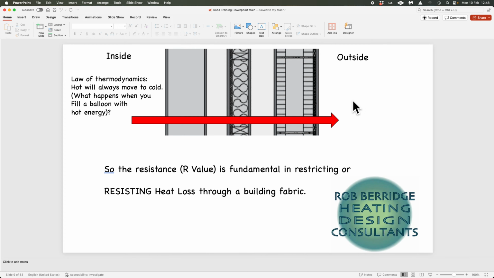But that is your second law of thermodynamics, and we're taking advantage of that with this sort of thing. So it's very important to explain this resistance through building materials, and we have to mitigate that resistance as much as we possibly can and fight that second law of thermodynamics.